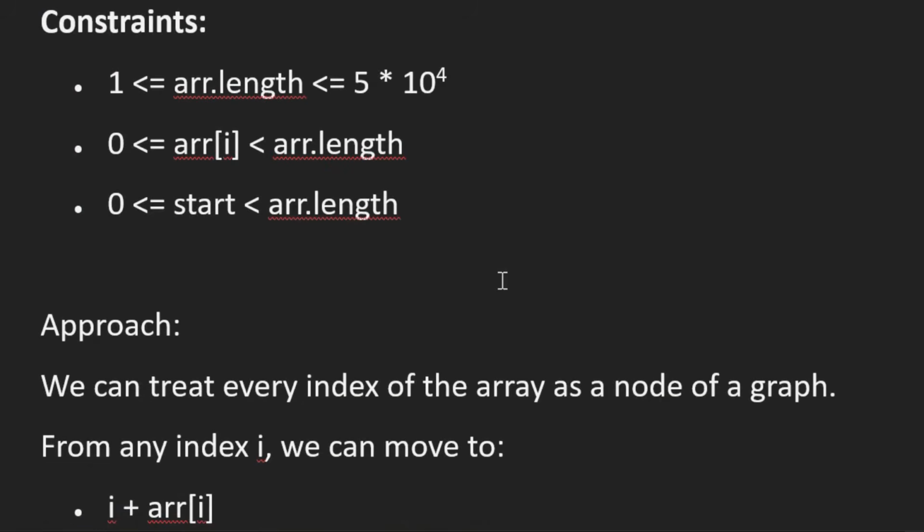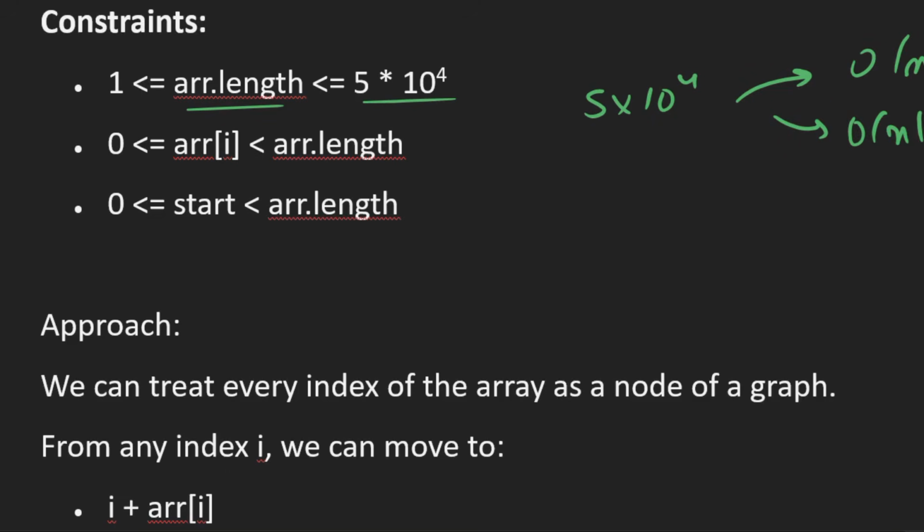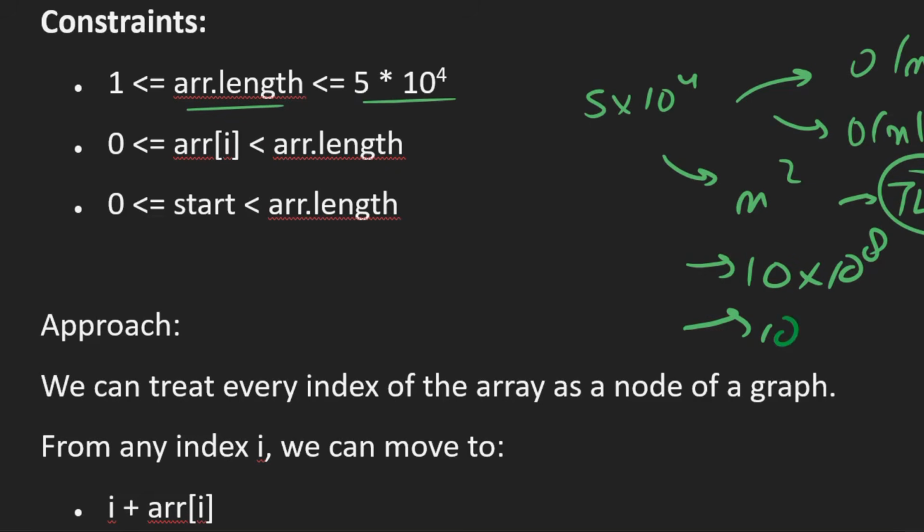So let's see the constraints. The array length is 5 times 10 to the power 4. So we have to think of some solution of O(n) or O(n log n). Here n squared will give us time limit exceeded, because n squared will be 25 times 10 to the power 8, which will give us time limit exceeded.